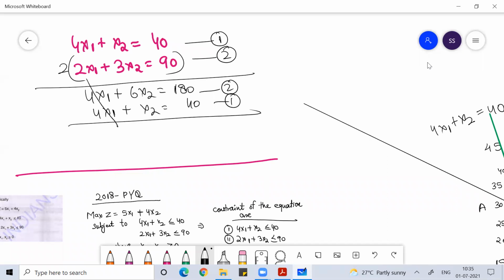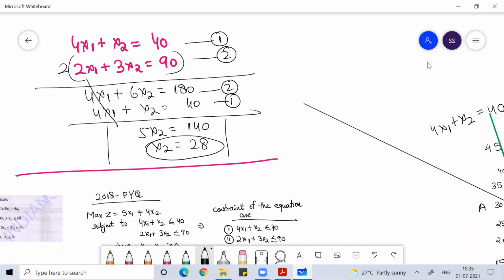Now you just need to cancel this. 5x2 is equal to 140. So x2 is equal to 28. So x2 is 28. I can find x1, right?